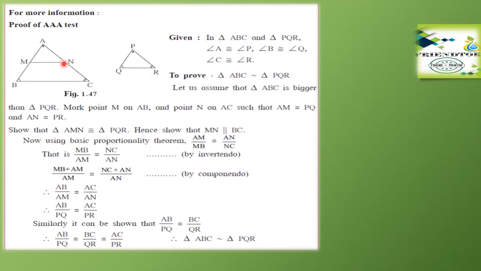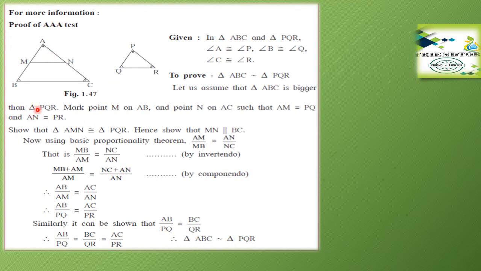We will construct MN in such a way that PQ and PR are equal to AM and AN. That is, PQ is equal to AM and PR is equal to AN. So actually we are drawing a smaller triangle within ABC such that PQR matches AMN. Now they will match, that also we will have to prove.